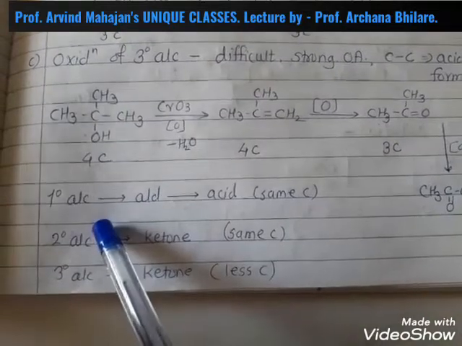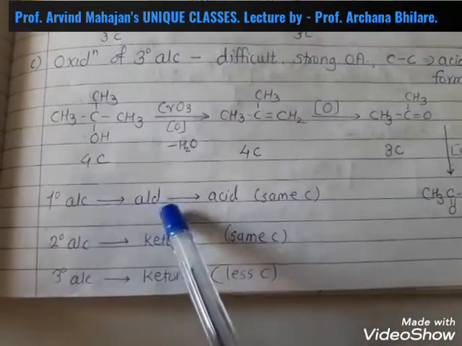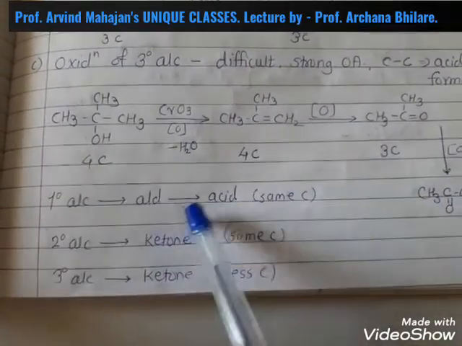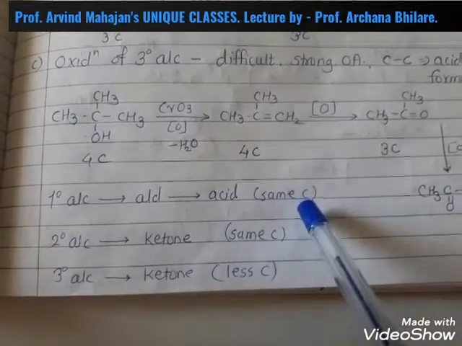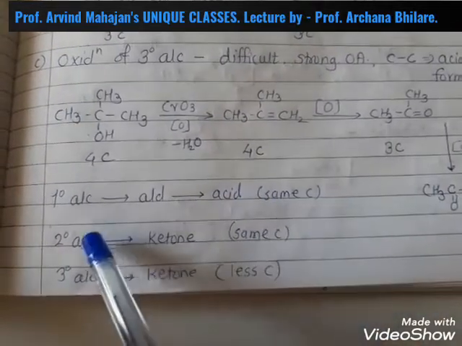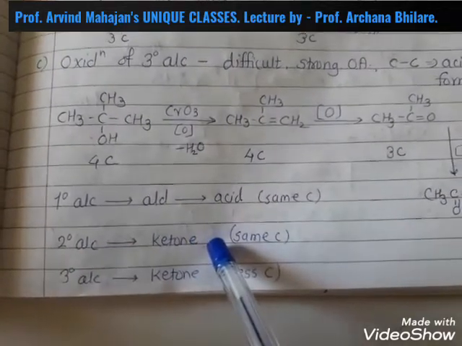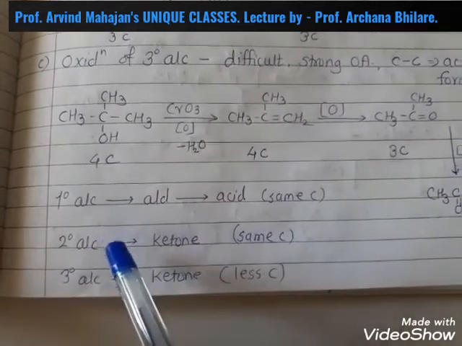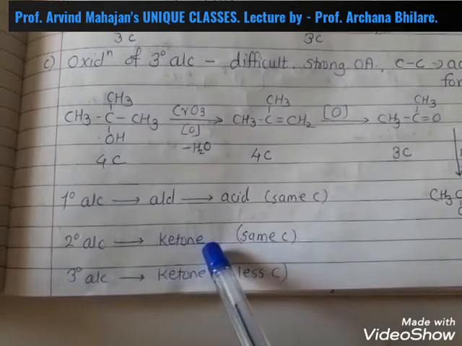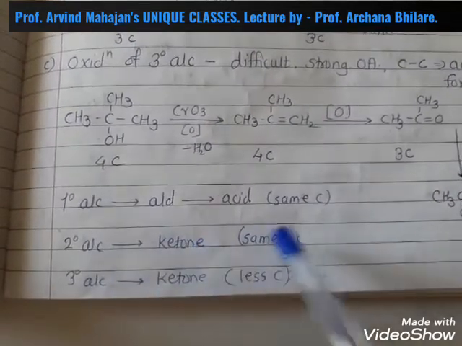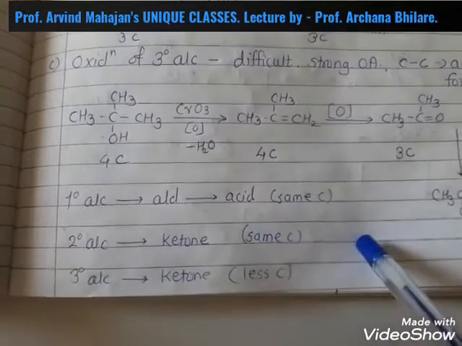So what's the conclusion? Primary alcohol is oxidized to aldehyde. Aldehyde is oxidized to acid having the same number of carbon atoms. Secondary alcohol is oxidized to ketone. It is difficult to oxidize ketone to carboxylic acid. So the reaction stops at the ketonic state. The number of carbon atoms in both is the same.